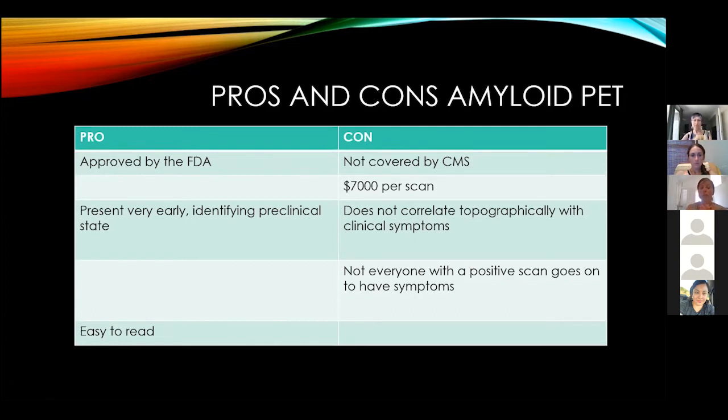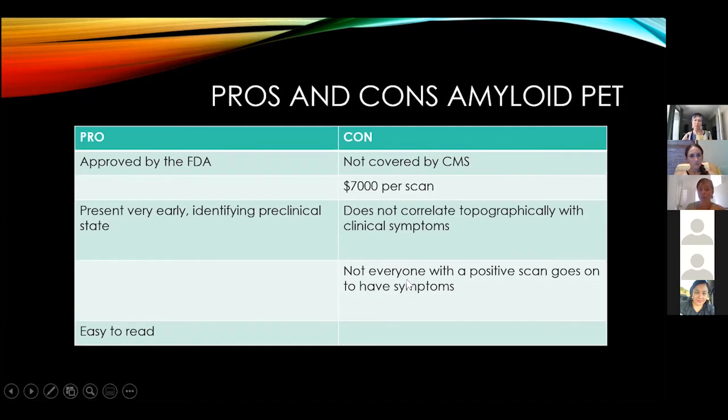The amyloid is present very early in the process, before the clinical symptoms occur, but it's also very diffuse. So it doesn't locate to the areas that are important in the cognitive processes that we might think are important, especially in the research area.